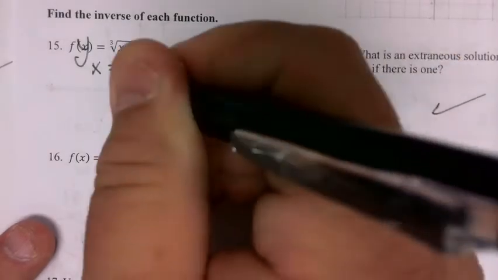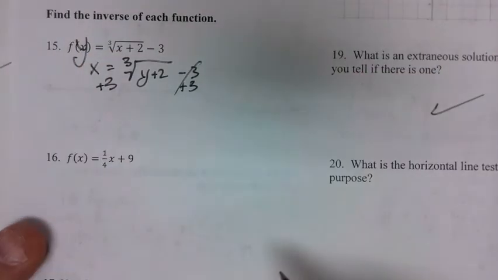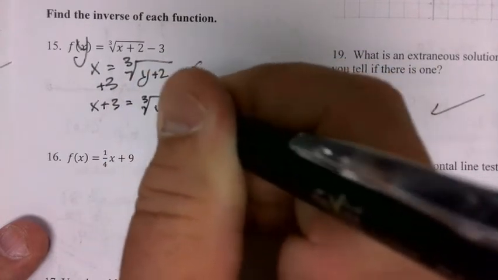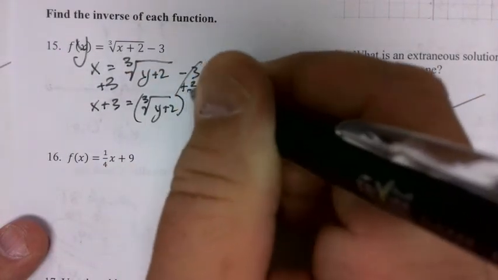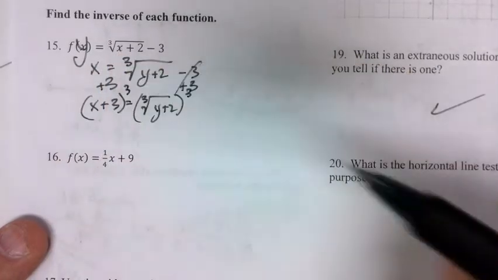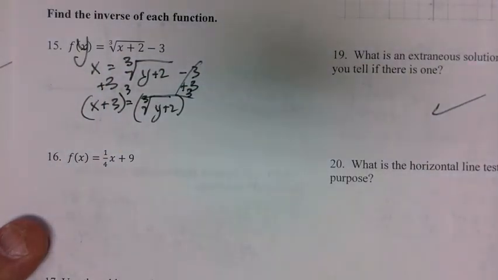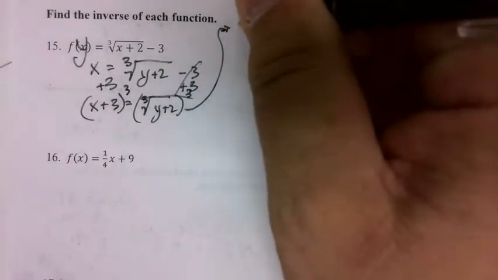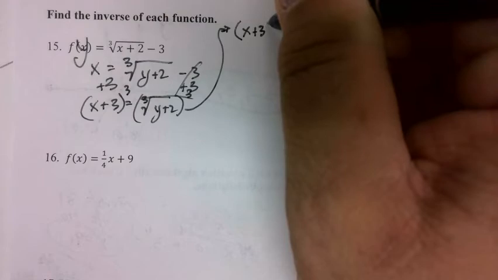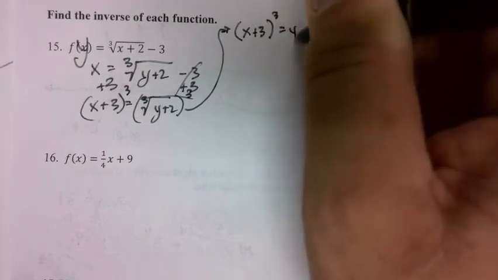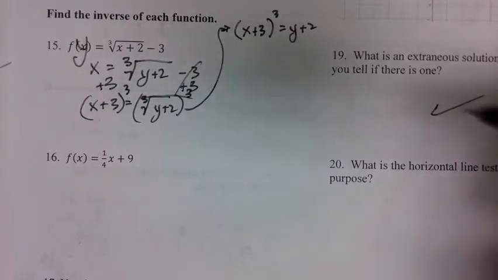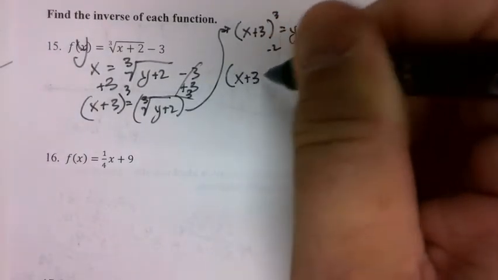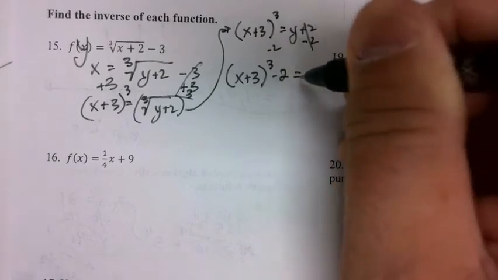To do that, I'm going to add 3 to each side. So I get x plus 3 equals the cubed root of y plus 2. And then I will bring each side to a power of 3. I'm going to come up here to give myself a little more room. And that gives me x plus 3 cubed equals y plus 2. To get rid of that plus 2, I'm going to subtract 2 from each side. And I get x plus 3 cubed minus 2 equals y.